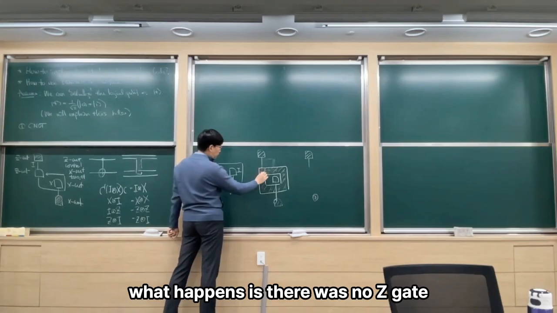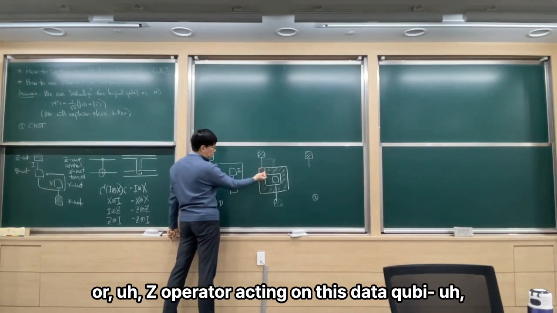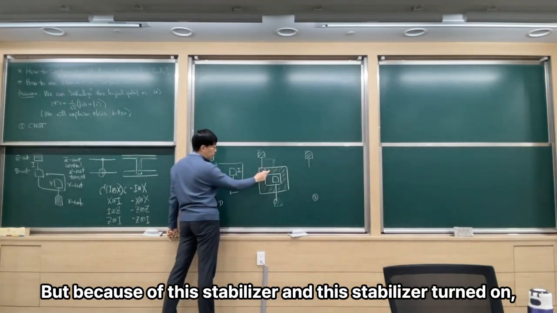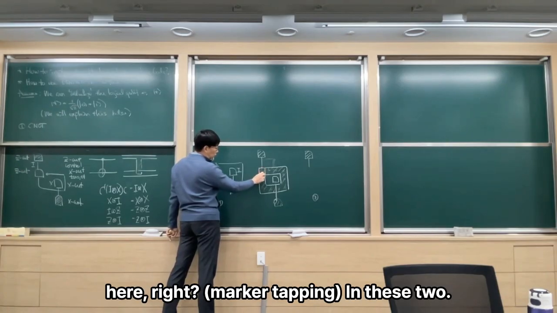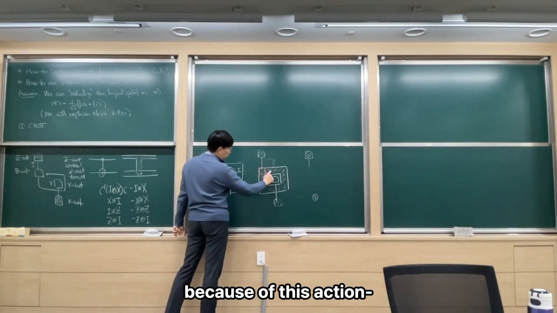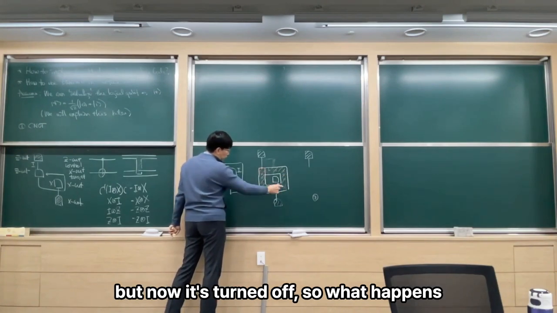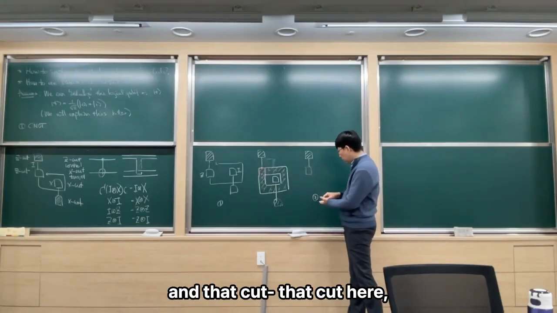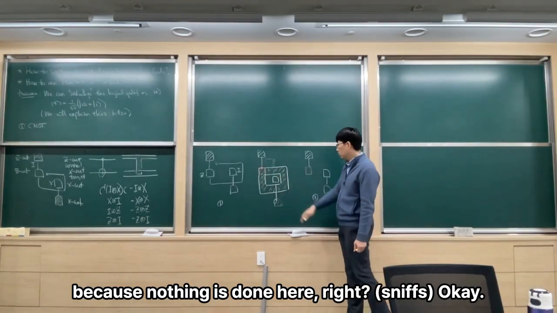Then what happens is there was no Z gate or Z operator acting on this data qubit before, but because of this stabilizer turned on, there is a new Z gate acting on this data qubit here, right? In these two, there were Z gates acting here, but in all the other places, because of these actions, there were Z gates acting on the data qubit boundary, but now it's turned off. So what happens is you just have a Z cut here, and the X cut is still the same because nothing is done here, right?